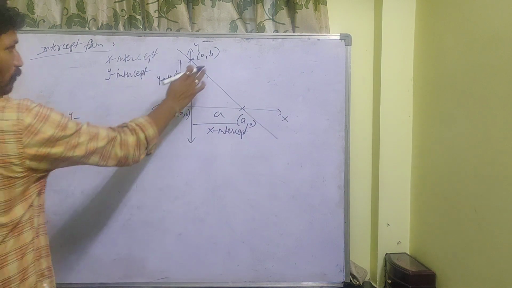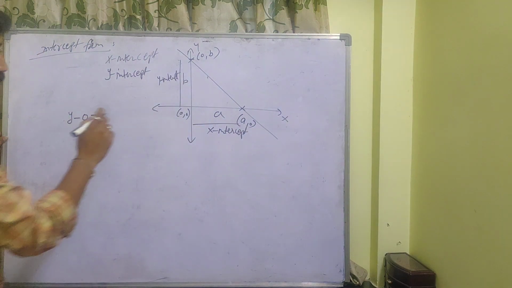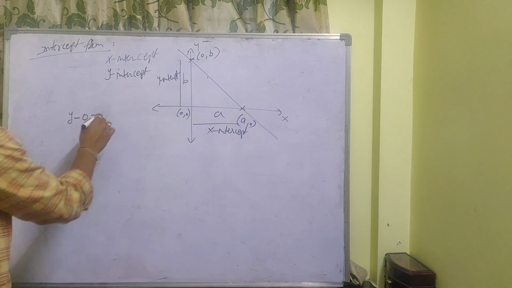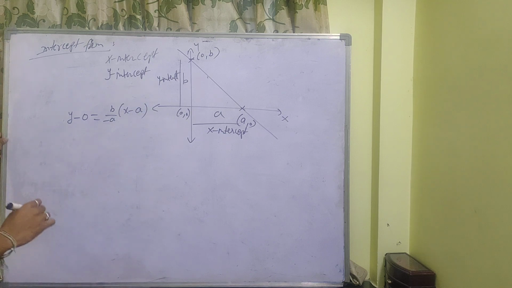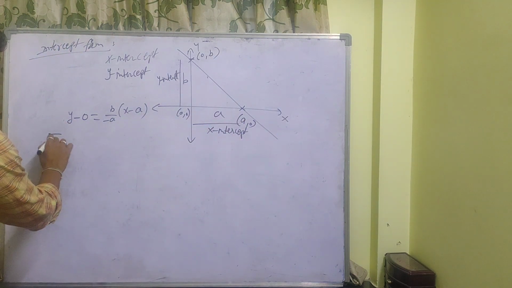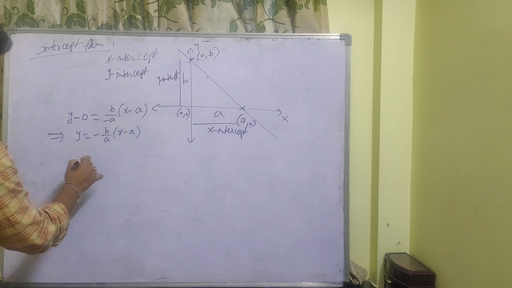If you use this point, y minus 0 is equal to the slope, (b minus 0) by (0 minus a), that is b by minus a, into (x minus a). Here we use the point (a, 0). So that means what can I write? y is equal to minus b by a into (x minus a).